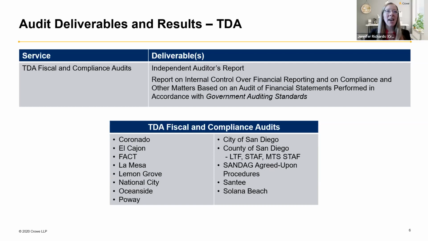Sure, thanks, Kathy. So on the TDA fiscal and compliance audit, there are 11 cities listed here, and then agreed upon procedures for SANDAG itself and 3 reports for the County of San Diego that we've been engaged to issue. And at this point, we've issued all of them with the exception of 2 entities that are being wrapped up, and we expect to issue by April 30th. And the State Controller's Office has agreed on that extension. The city of El Cajon, in fact, we're wrapping up some testing on those 2 entities.